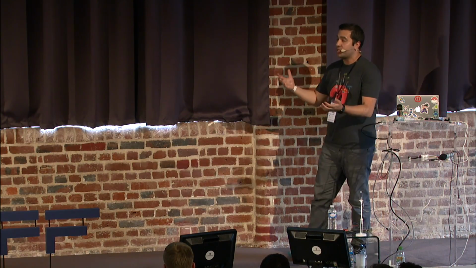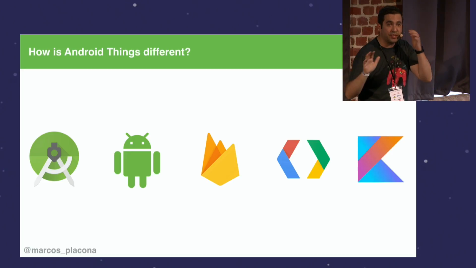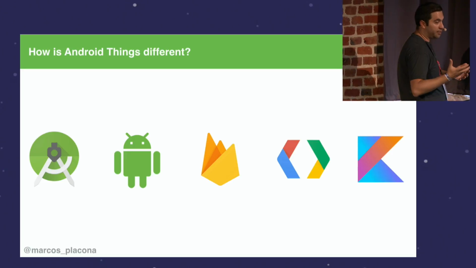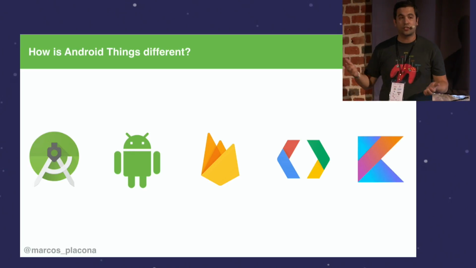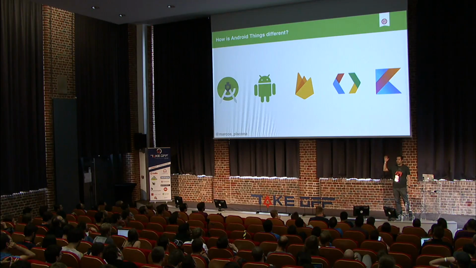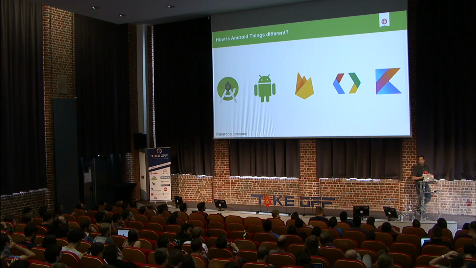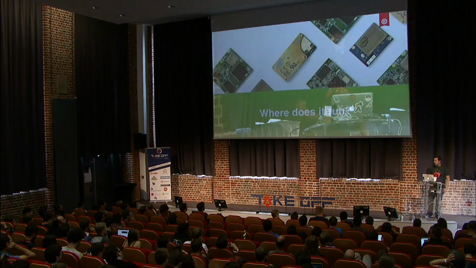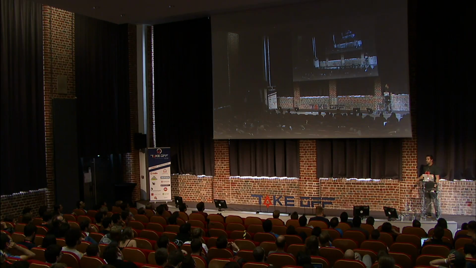Now, the greatest thing about Android Things is that it runs on the same things that you've used before, if you've been doing Android. So you can use your Android Studio, same thing that you've been using before. You can obviously use Android, you can use Firebase, you can use Google Cloud, you can even use Kotlin. Is anyone excited about Kotlin here? Great, because I'm going to show you some Kotlin examples later. I told you, this is not my slide, this is me.